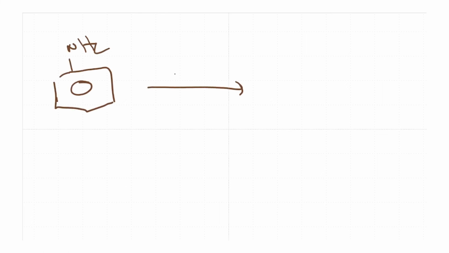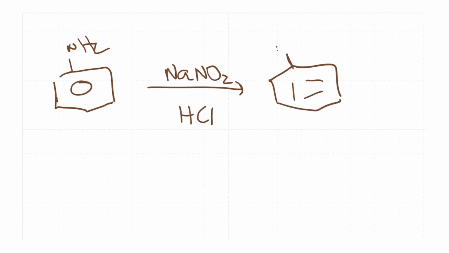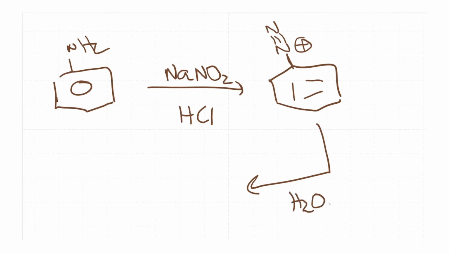Now, how does one generate this kind of an intermediate? The way it is done is we start from amines, and amines are reacted with NaNO2 in the presence of HCl, and they generate the diazonium species, Ar-N triple bond N plus. Then you react this under suitable conditions. For example, if you just add water and heat, you end up with the phenol as the product.